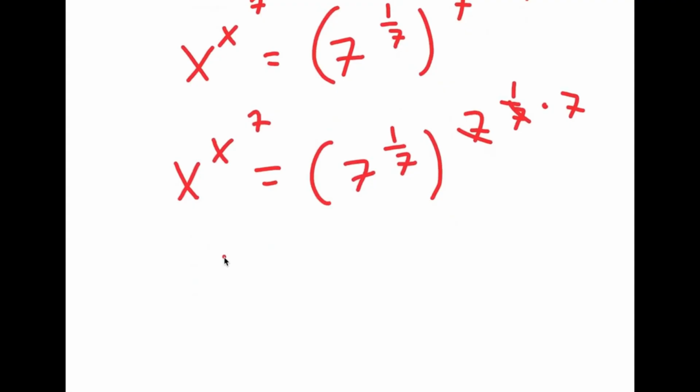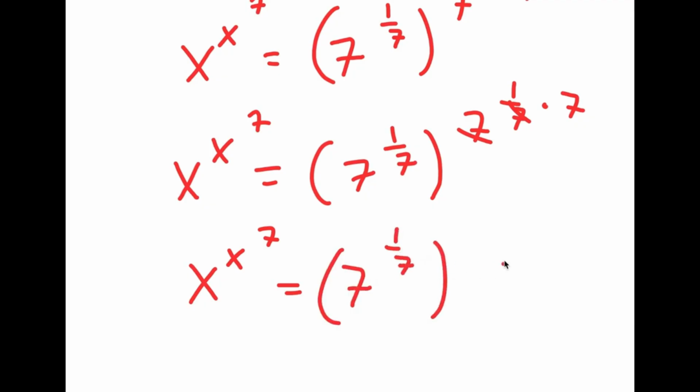So I'm left with x to the power of x to the power of 7 is equal to 7 to the power of 1 over 7, to the power of 7 to the power of 1 over 7, to the power of 7.